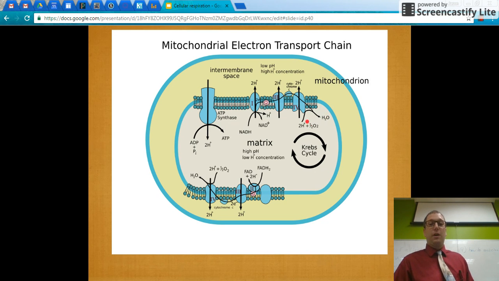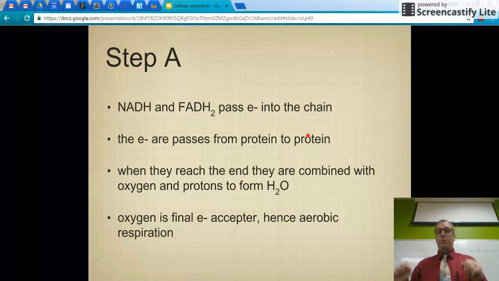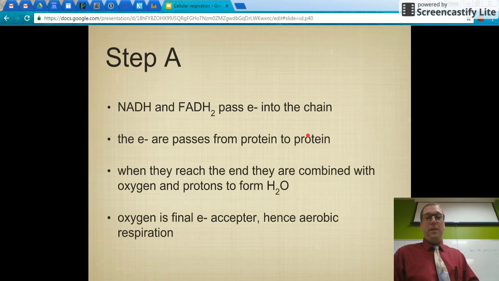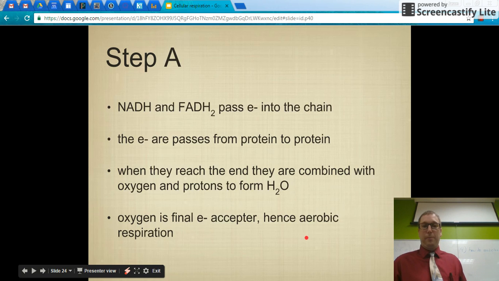So oxygen, vitally important, just because it's the last thing we use in the process, and it stops the process if you don't have it. All right, so steps. Our electron carriers pass their electrons into the chain. These electrons pass from protein to protein. When they reach the end, they combine with oxygen, form water, and oxygen is that last electron acceptor. Very important in aerobic respiration. Without it, the process stops.